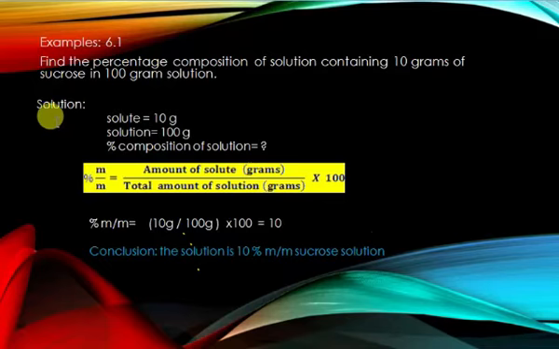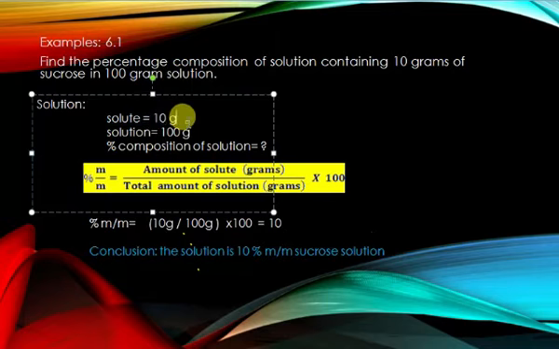Here we have an example 6.1. Find the percentage composition of a solution containing 10 grams of sucrose and 100 grams of solution. So here we start the solution. First of all, you have to determine how much solute is taken and what its unit is. The solute here is sucrose, in solid form, taken in grams, and we have 100 grams of solution. So the percent composition of solution is unknown.